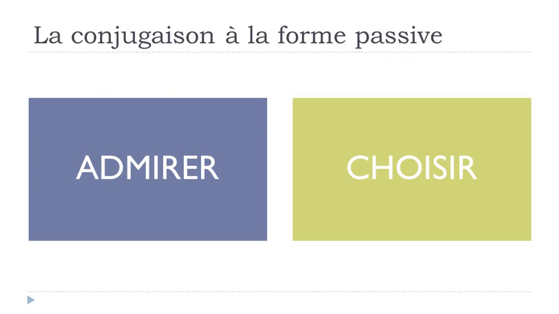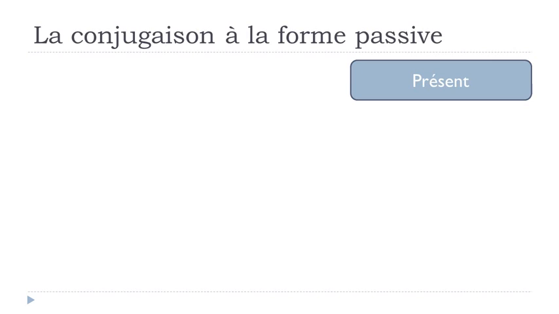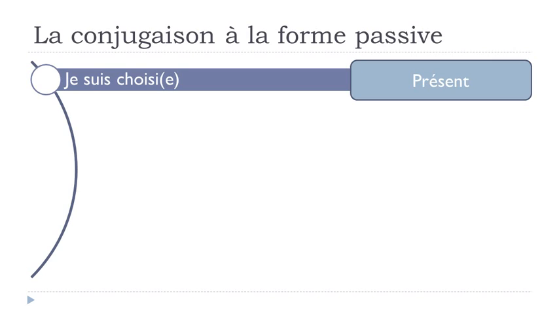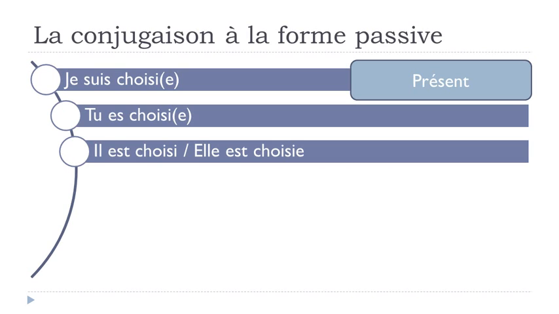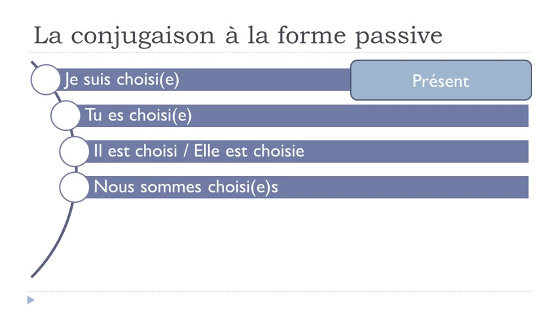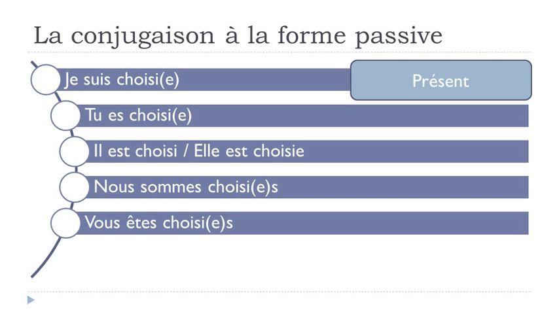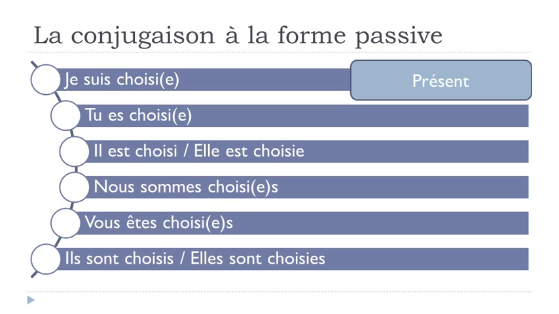So the second verb that I wanted to introduce was choisir, okay? So at the present form, it will go like je suis choisi, tu es choisi, il est choisi, elle est choisie, nous sommes choisis, vous êtes choisis, ils sont choisis, elles sont choisies. So same thing here that we had for admirer.